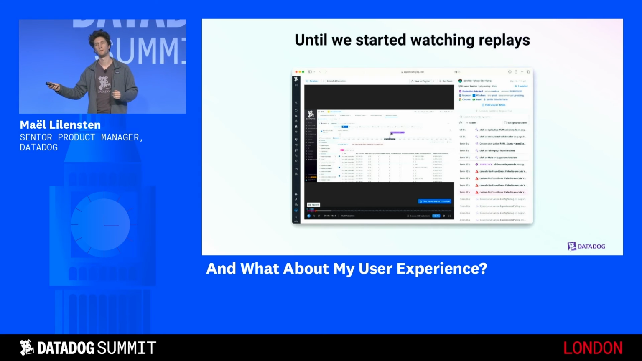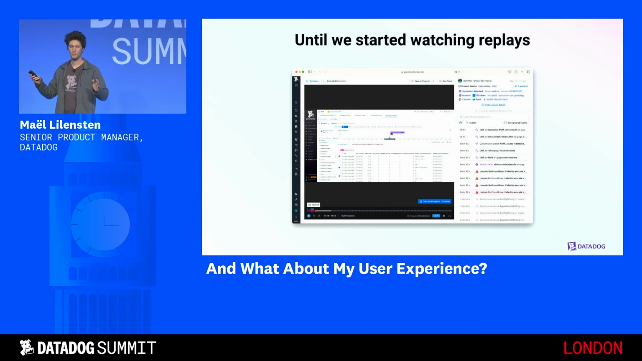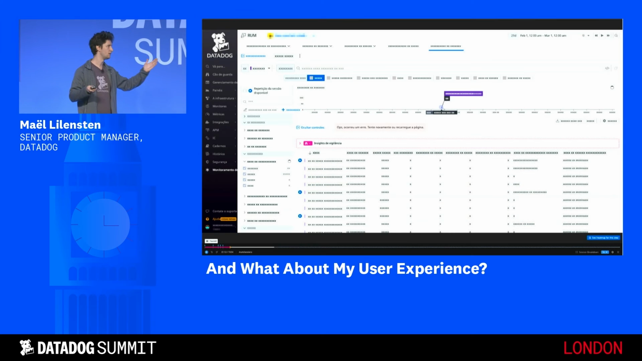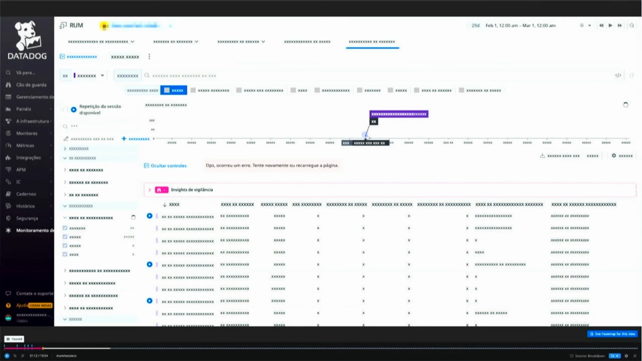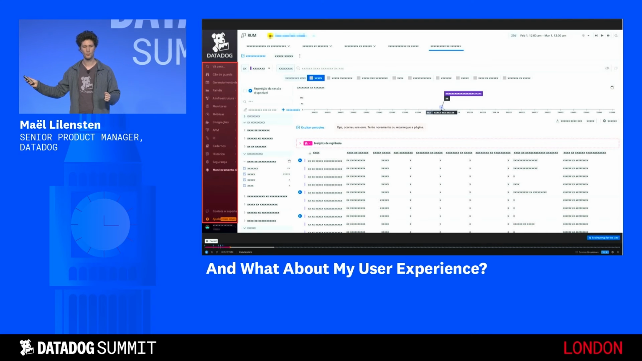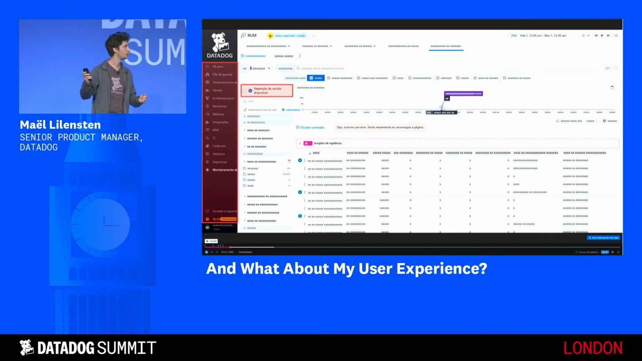So we looked at some replays, and suddenly it all made sense. If you haven't used Datadog, you should know this: we don't translate our UI. And we're not here to debate whether it's a good or a bad thing, but rather to ask a question. Why are we seeing things in Portuguese?